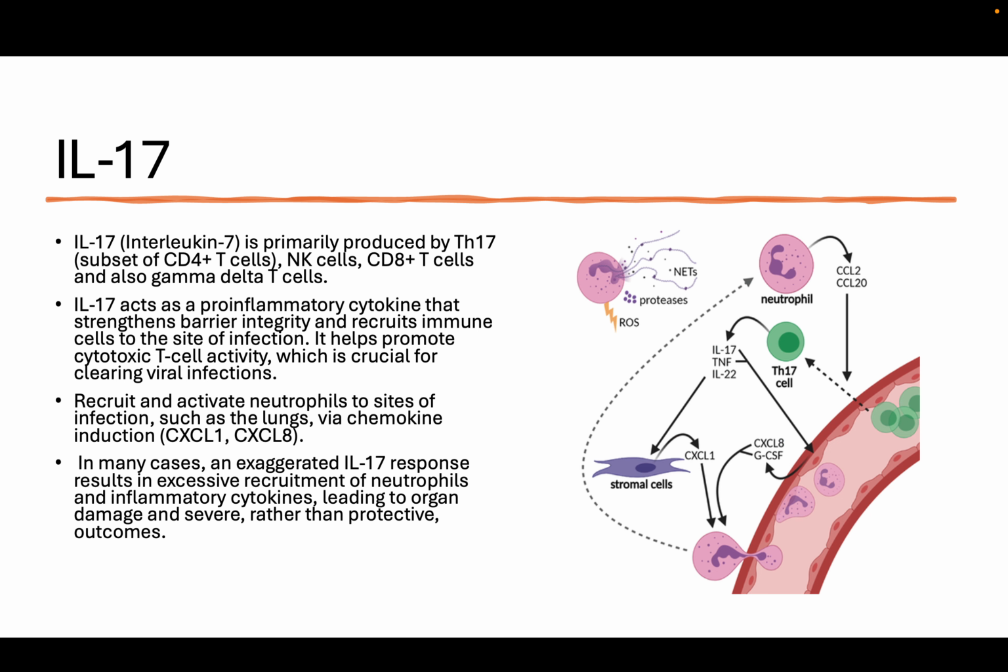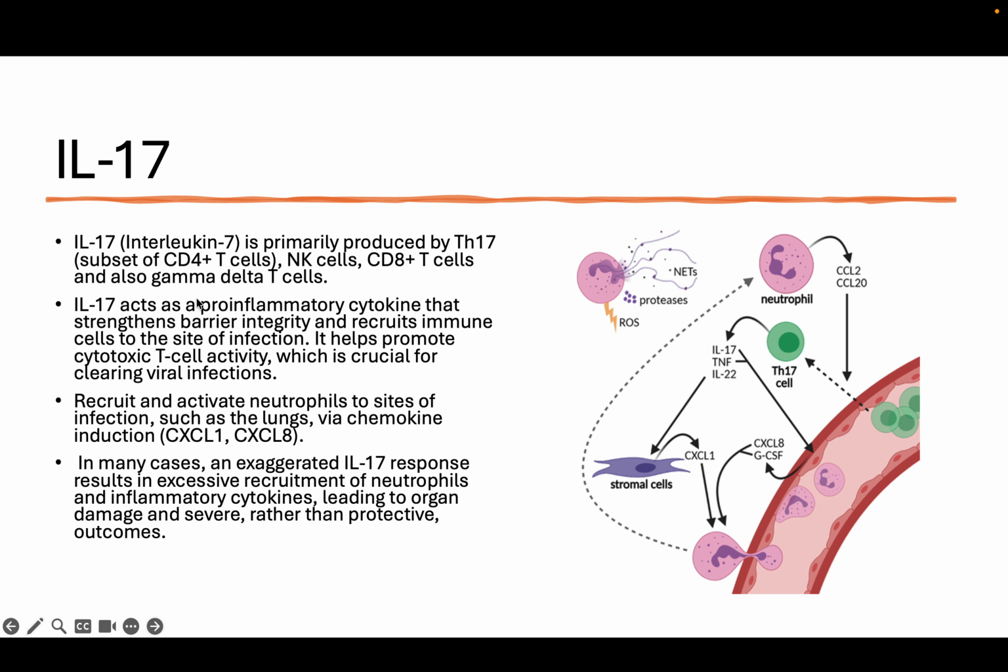Another important cytokine is interleukin 7. Interleukin 7 is usually produced by T helper 17 cells, a subset of CD4 T cells. It is also produced by NK cells, CD8 T cells and gamma delta T cells, and really starts to be produced specifically when they're activated. Interleukin 7 is extremely important because it pushes the production of certain chemokines like chemokine 1 and CXCL8. These bring neutrophils in to do a lot of inflammation.